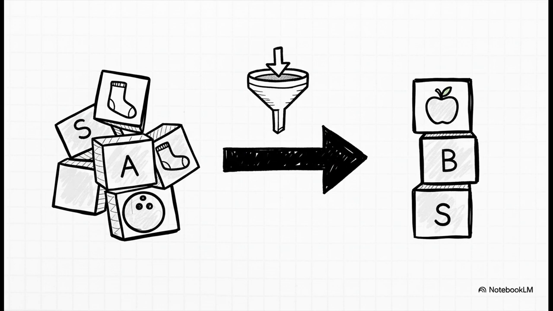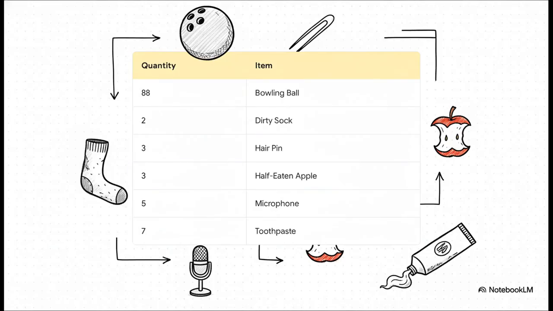Okay, we've done the hard part. The lists are merged, the numbers are right, but there's one last thing. The boss wants it looking nice and tidy. The final list needs to be sorted alphabetically by item name. And voila! Here is the final, beautifully polished result. Just look at that list. Bowling ball, dirty sock, hairpin, everything is in perfect alphabetical order. This is exactly what we wanted.